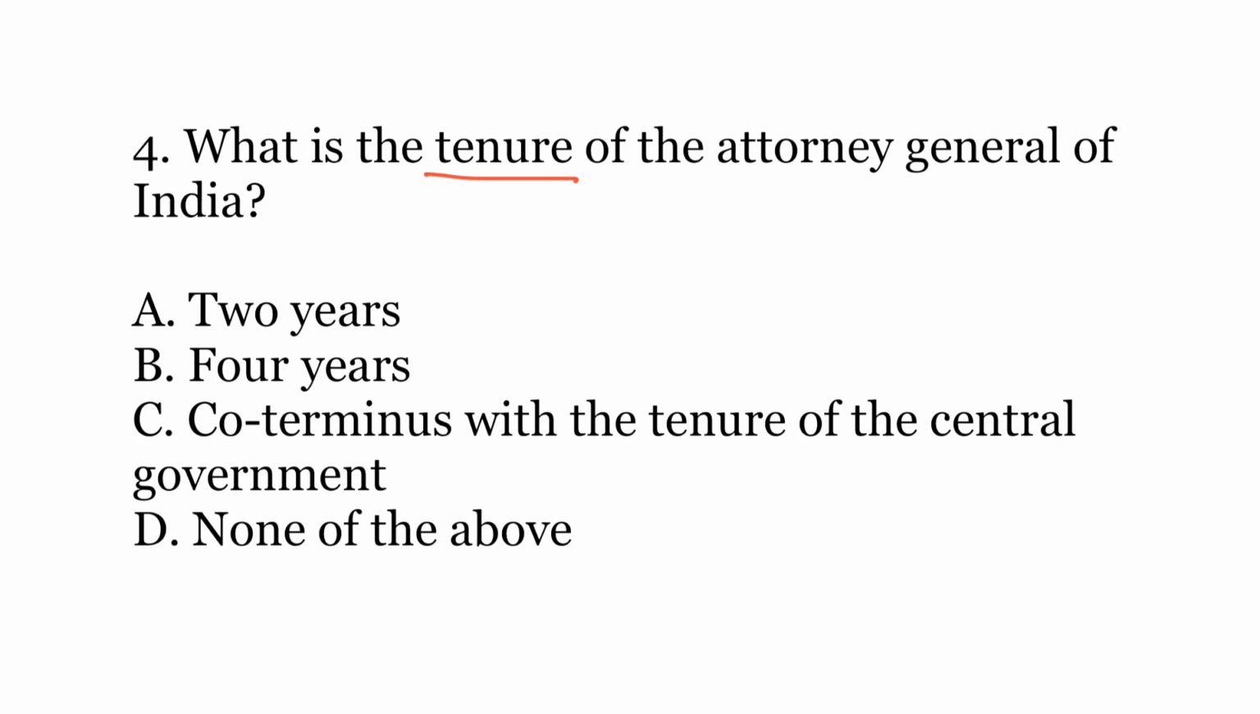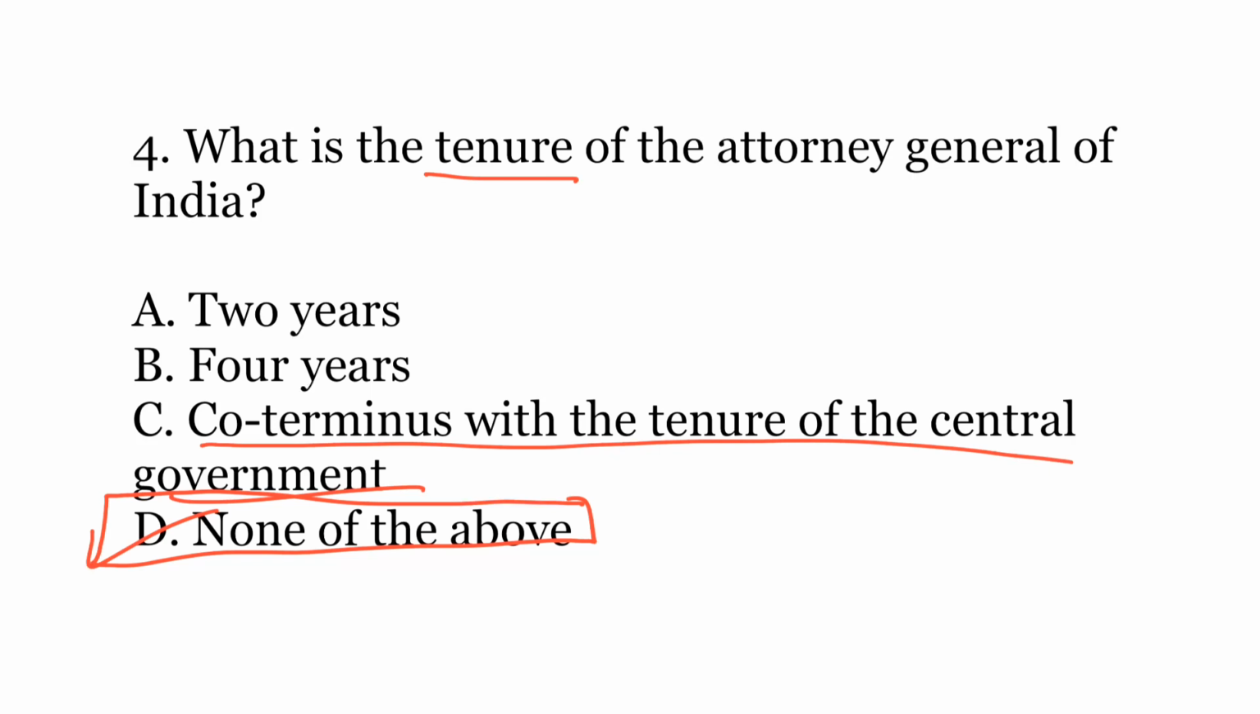The correct answer is D. None of the above. So the tenure of the Attorney General of India is not fixed. It is neither co-terminus with the tenure of the central government. It may happen that the government may change, but the Attorney General remains the same. It depends upon the wish of the new government whether it wants to change the older Attorney General or to continue with the same person in the same designation. So none of the above is the answer.